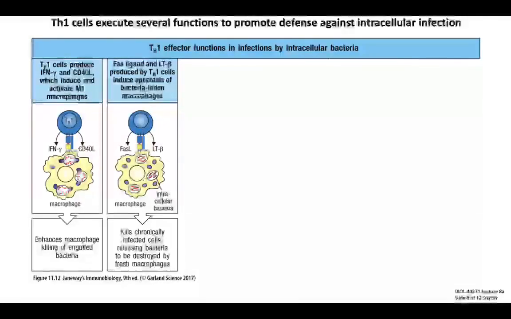Th1s can also kill chronically infected macrophages through expression of something called Fas ligand, which triggers extrinsic apoptosis, and this removes the bacteria's replicative niche since it's an intracellular bacterium.